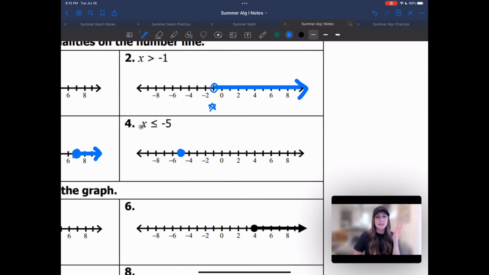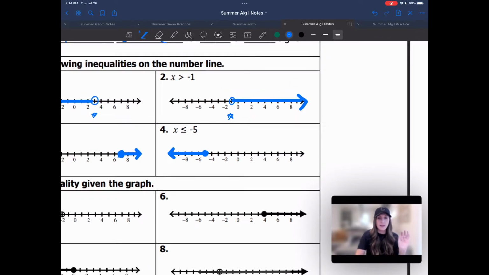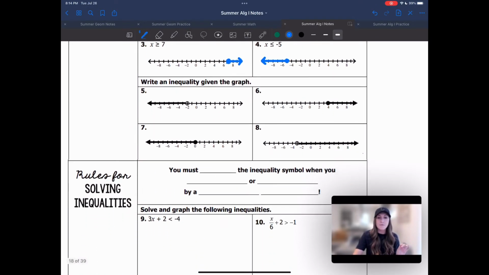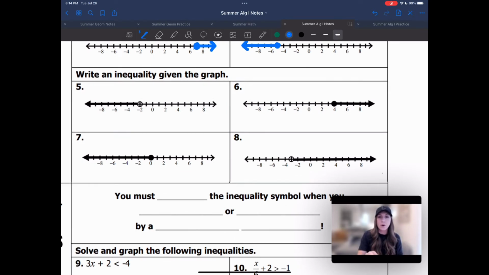And if it's X is everything less than or equal to -5, I know less than is going to be numbers this direction, because numbers this way are bigger than -5. So less than is always going to be to the left. Let's draw that. Perfect.